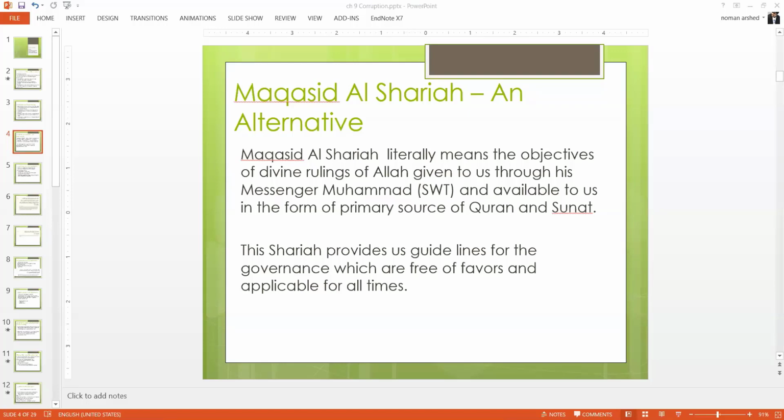So Sharia provides us guidelines for governance which are free of favors and applicable in all times. The difference between human-made laws and Sharia law is that Sharia law is universal. It is applicable in all times, following the Nabi sallallahu alaihi wasallam. So it is made for every time that is following the prophethood. So that law is timeless, and the human laws are subject to change.